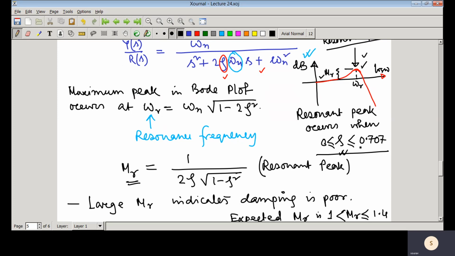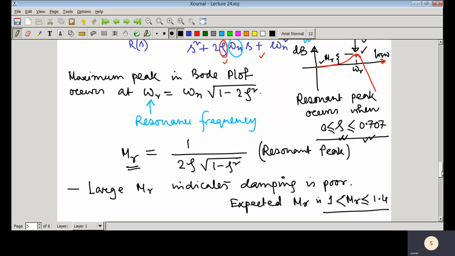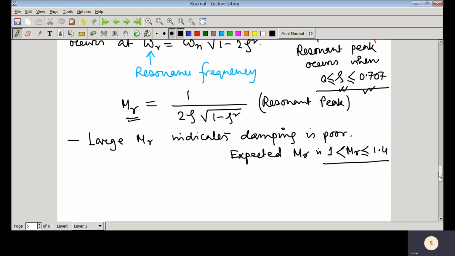So you should not be confused with the time response, because in the time domain, the overshoot does not appear whenever zeta is greater than or equal to 1. That means whenever it is critically damped or overdamped, there is no overshoot. But here this zeta value is 0 to 0.707, and we are discussing the frequency response. So this is not time response, and you should not be confused with that.